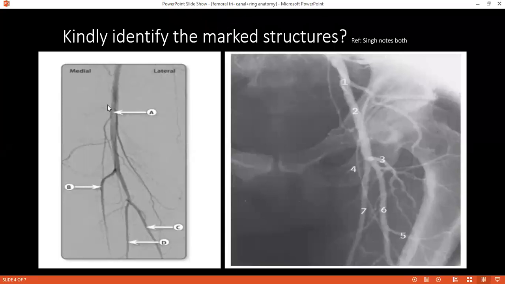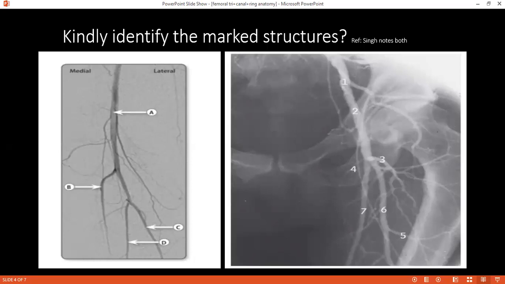Yes, it is the arteriogram. Very good. Yes, an arteriogram showing A is the femoral artery, the common femoral artery. Yes, and B, please. B is the superficial femoral, profunda femoris artery. C and D, quickly. B is the superficial femoral and C is the profunda femoris artery.